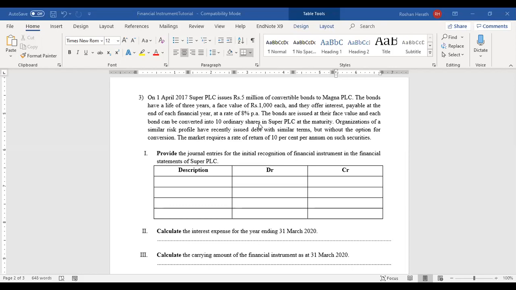Then if the consideration that you have received is more than the value of the bond, the residual component is the equity option. That is the equity option, right? Okay, so we may exercise that.